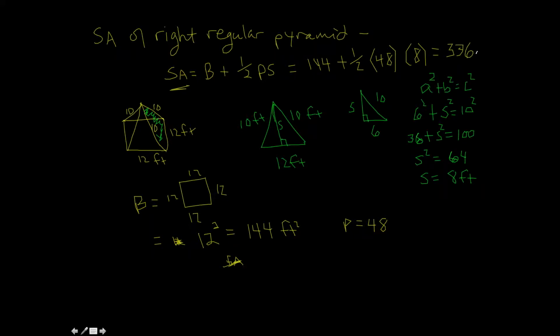And it's 336 what? Square feet. Square feet. And I know you can't see that very well, but square feet. So this would be how we go about finding the surface area of a right regular pyramid.